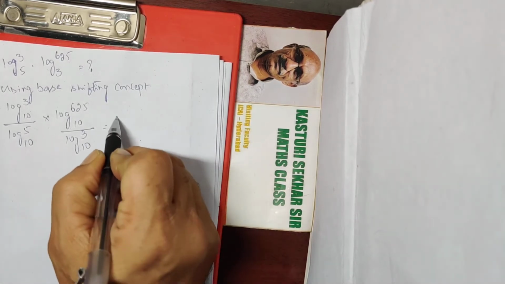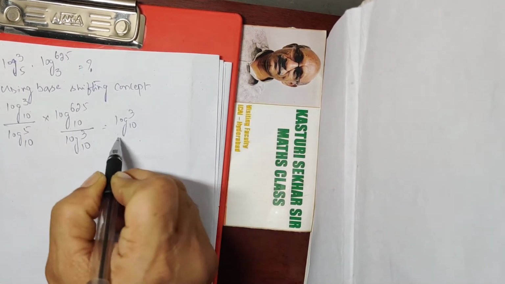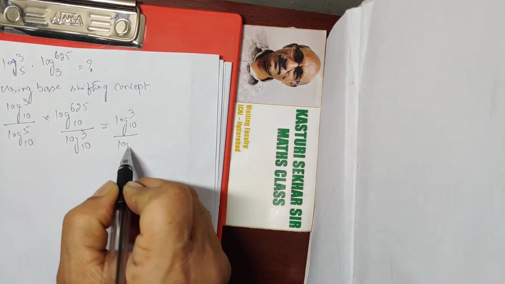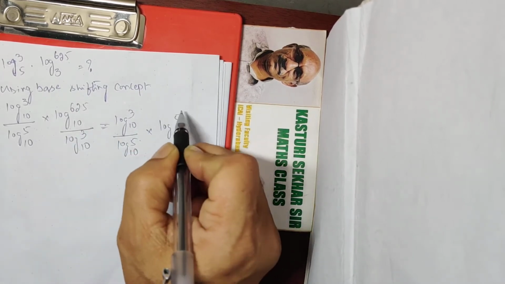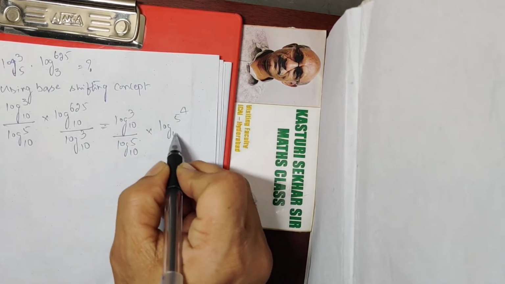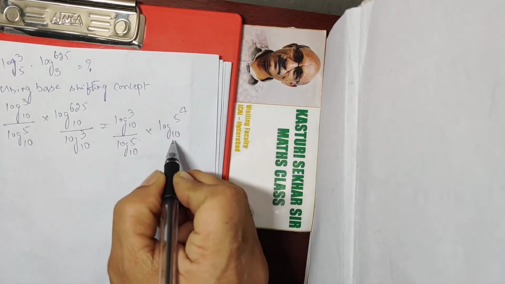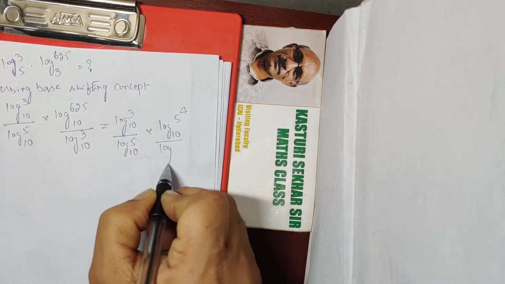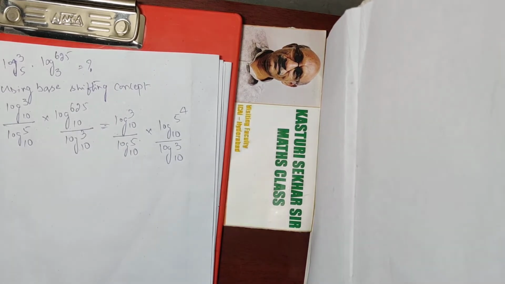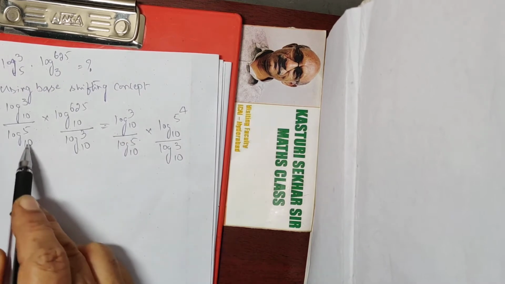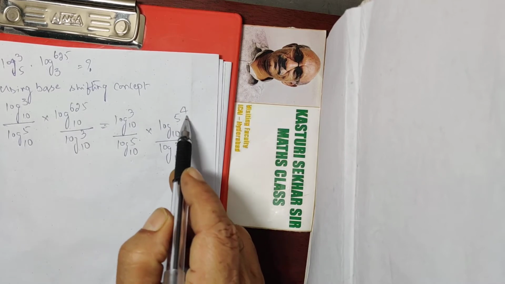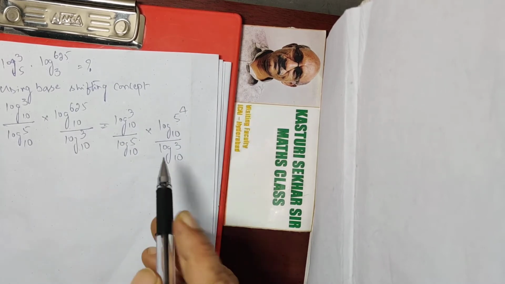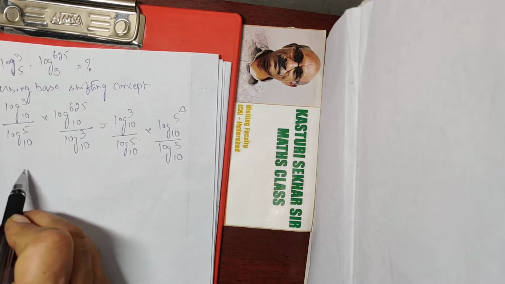Now this is log 3 to the base 10 divided by log 5 to the base 10. 625 can be written as 5 to the power 4, so log 5 to the power 4 to the base 10 divided by log 3 to the base 10. Log 3 to the base 10 as it is by log 5 to the base 10, and log 625 can be written as log 5 to the power of 4 to the base 10 divided by log 3 to the base 10.